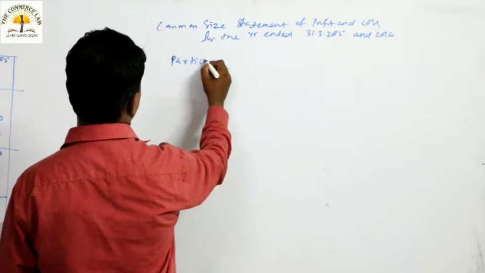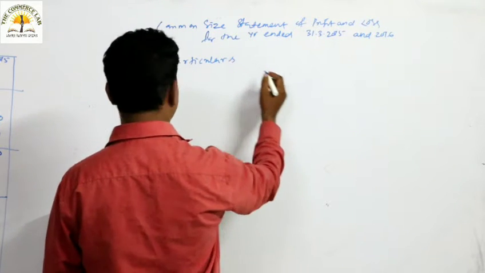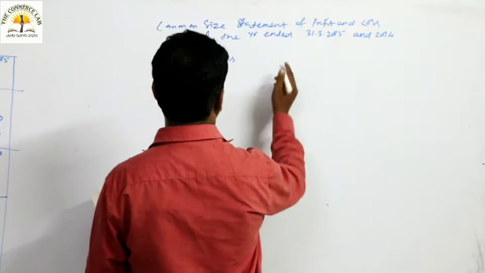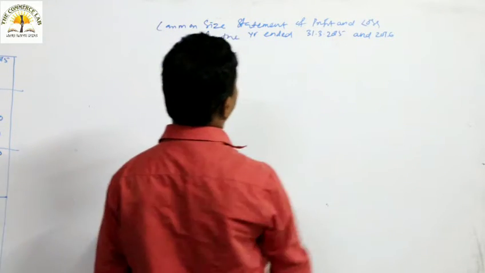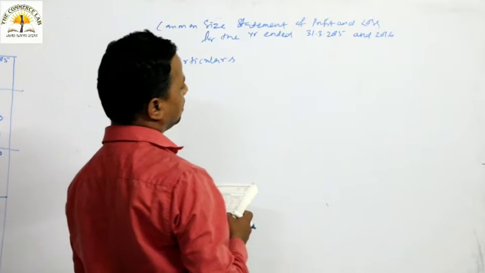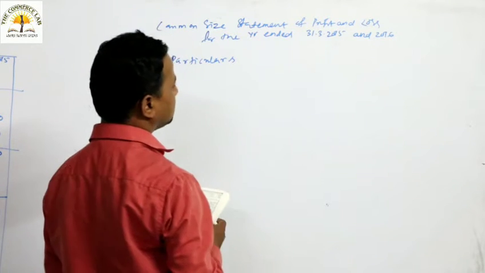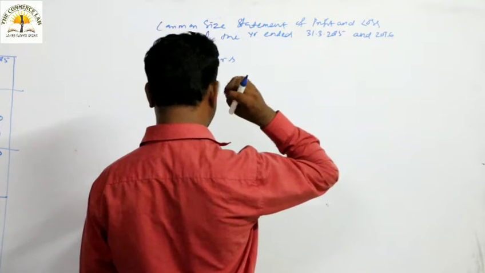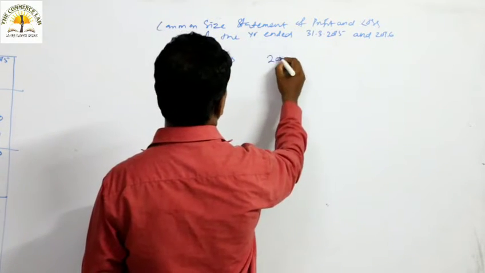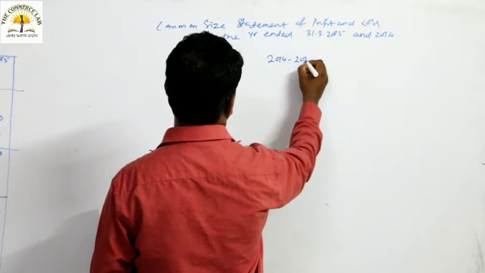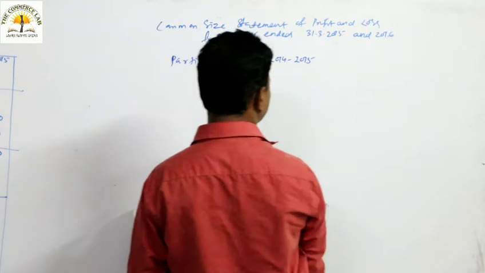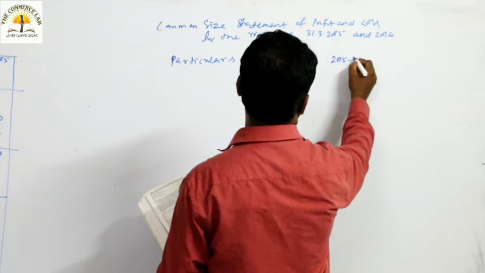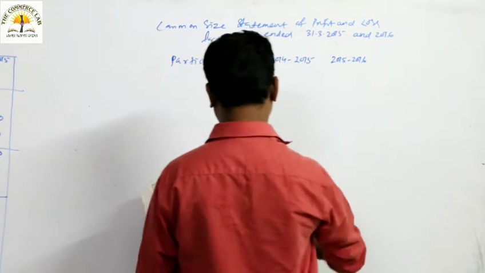The first column will be particulars. The next columns: there will be two years, one is 31st March 2015 and another is 31st March 2016. 31st March 2015 means 2014 to 2015, and 31st March 2016 means 2015 to 2016.